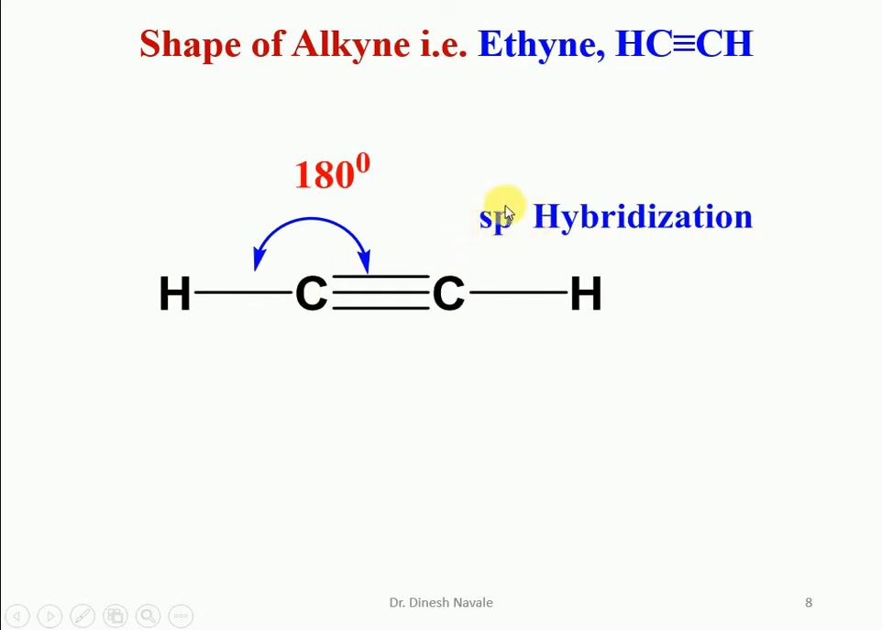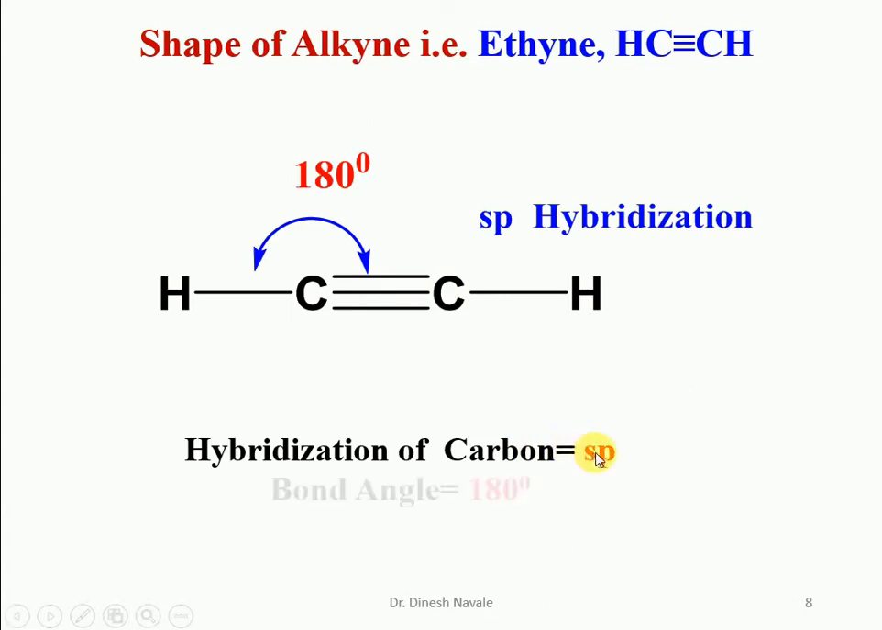So what is the hybridization of this carbon atom, either this carbon atom or this carbon atom? The hybridization will be sp, whereas the bond angle will be 180 degrees. As you can see, the hybridization of the carbon is sp, the bond angle is 180, which has already been denoted here, and the geometry is linear.